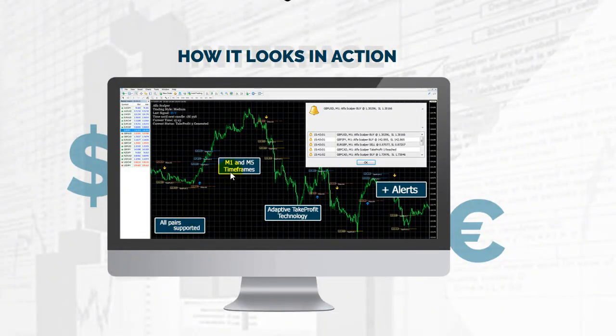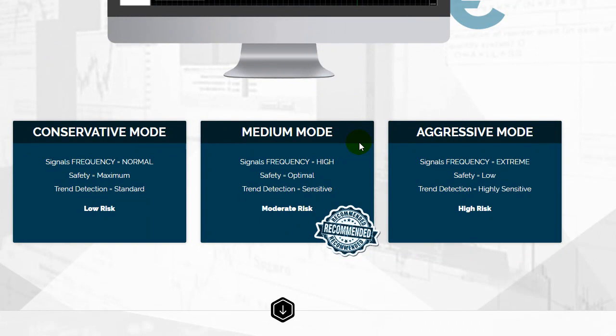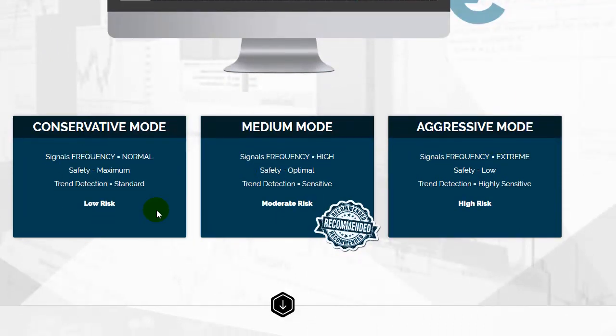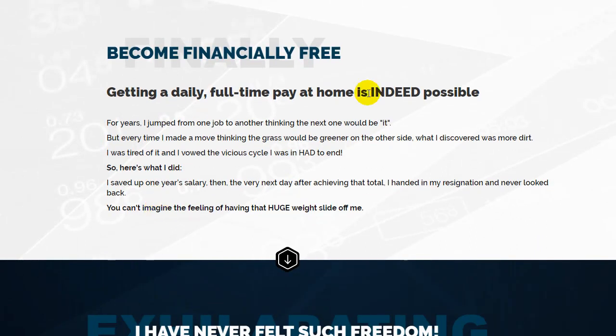1 minute, 5-minute charts, alerts, nothing different. Every strategy he offers is just like this: the 3 different modes, aggressive, medium, conservative. Same thing as always. Let me see if there's anything here.